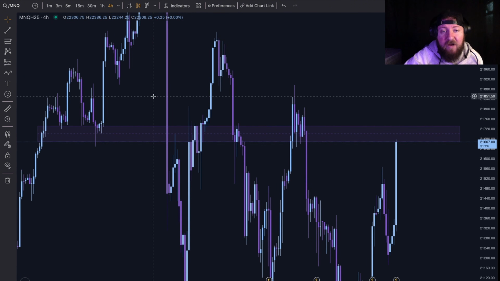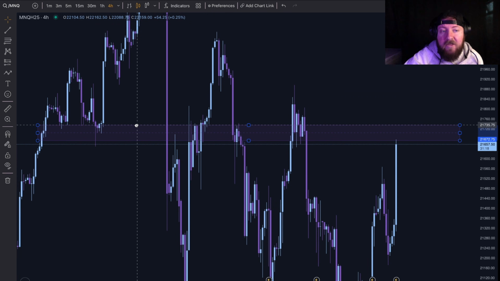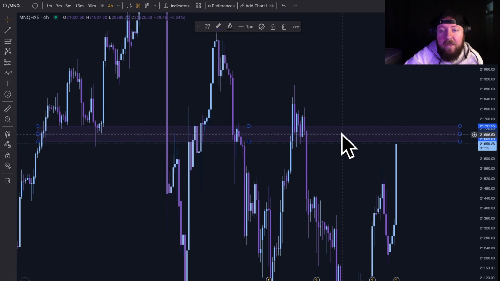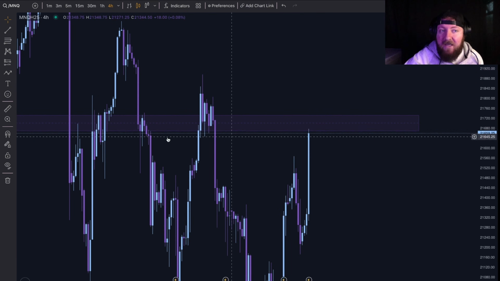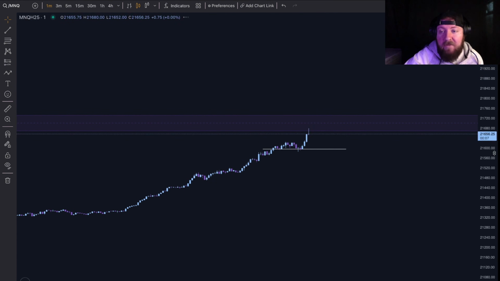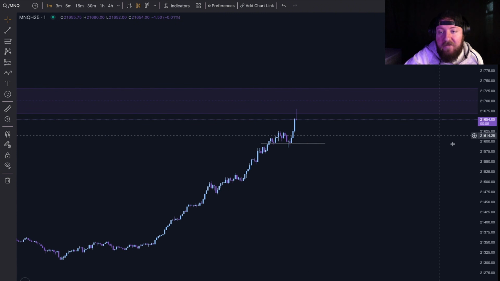Like, pull it across on the 4 hour. Looks even cleaner. Oh, that looks cleaner to me. Yeah, for now. So like I said, this is the whole area that I'm expecting it to react from. I don't use it as a level. So then I'll go scale down to my 1 minute and use my little lines for my breakout levels.